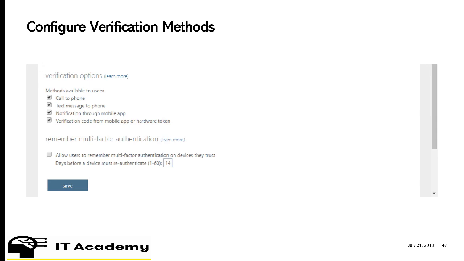Azure MFA gives us a couple of verification methods we can choose. For example, I'm going to let users choose how they perform verification. The first option is to allow them to receive a telephone call. That can be to a known office number, or it can be to their known mobile number.